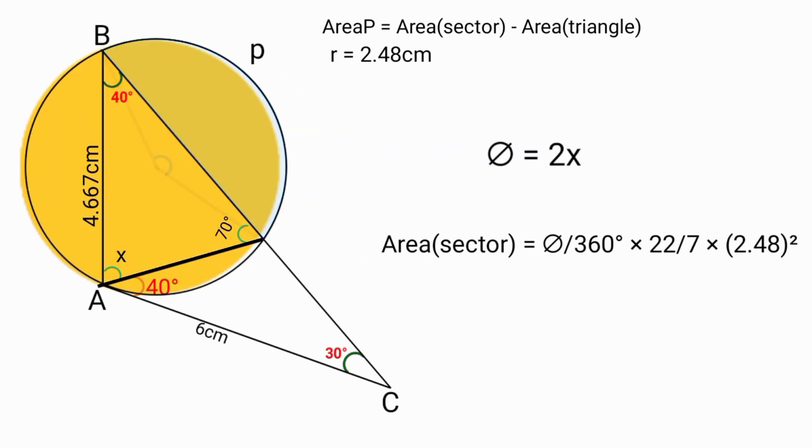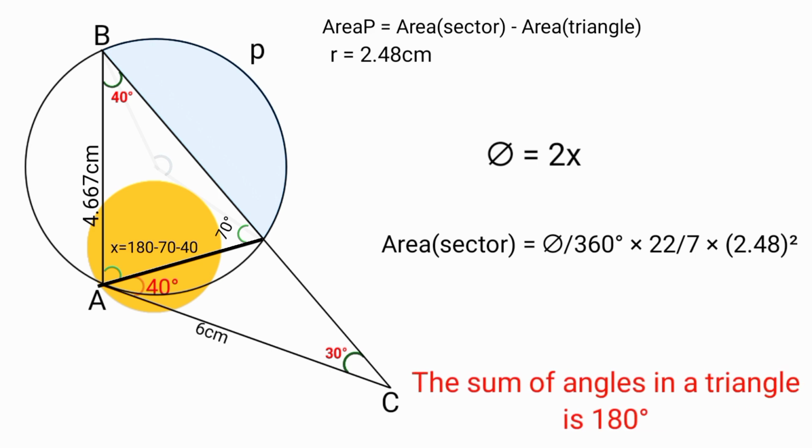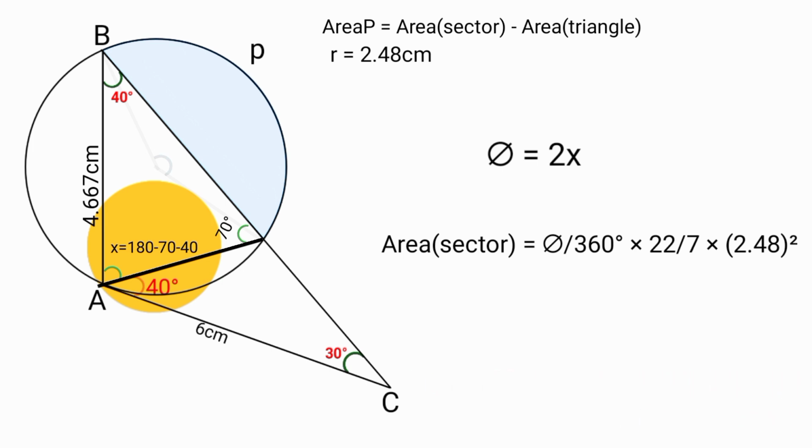From this triangle here, since this is 40 degrees and this is 70 degrees, this must be equal to 180 degrees minus 70 degrees minus 40 degrees, because the sum of angles in a triangle must always be equal to 180 degrees. 180 degrees minus 70 degrees minus 40 degrees is 70 degrees, so x equals 70 degrees. And if x equals 70 degrees, theta must be equal to 2 times 70 degrees, which is 140 degrees.